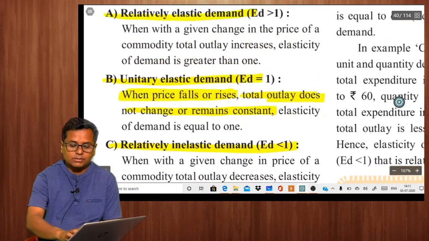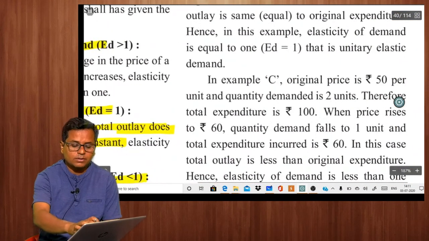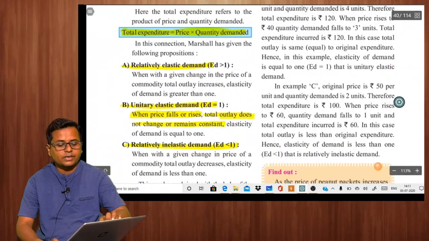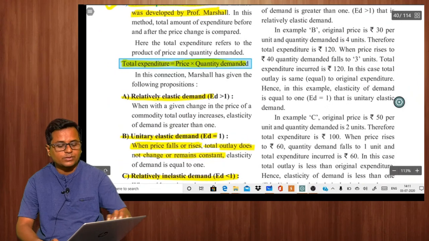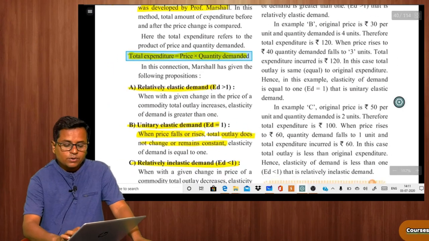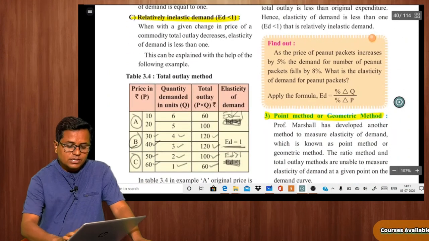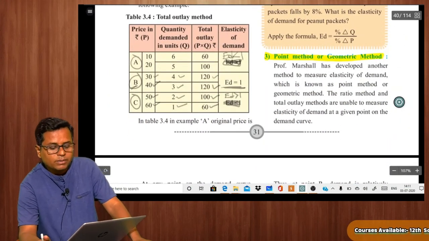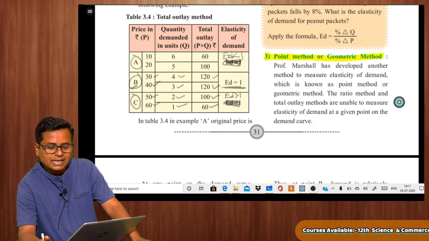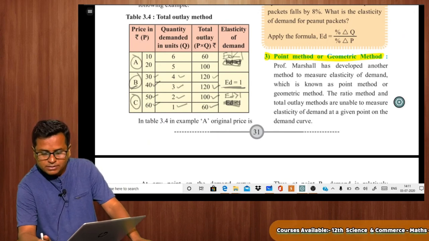So in this video, this is all about the two different methods of measuring price elasticity of demand. In the next video, we are going to see the point method or geometric method of measuring price elasticity of demand. Thank you.